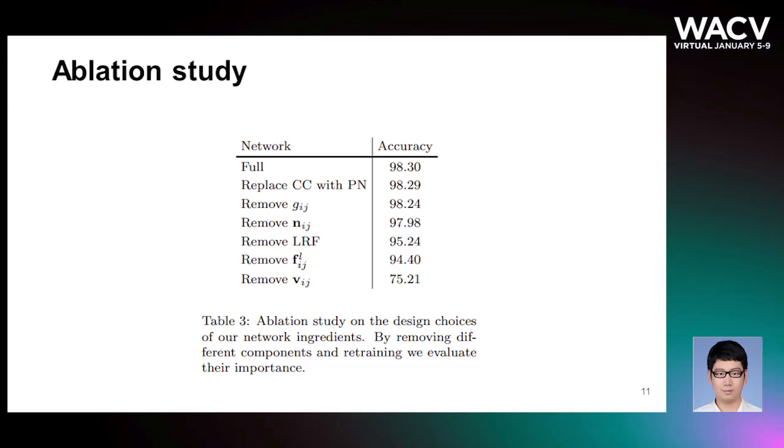We have done an ablation study to justify the design of our network. All of the design ingredients play a role in getting the best performance of our network, including the continuous convolution, the geodesic distance, the normal, the local reference frame, the feature from the previous layer, and the relative location.